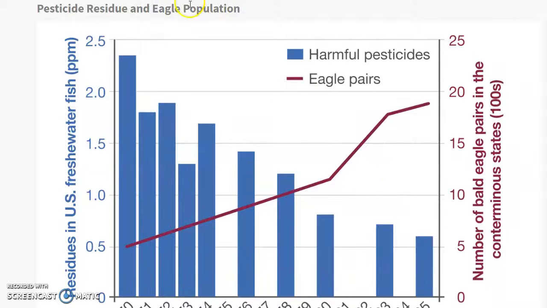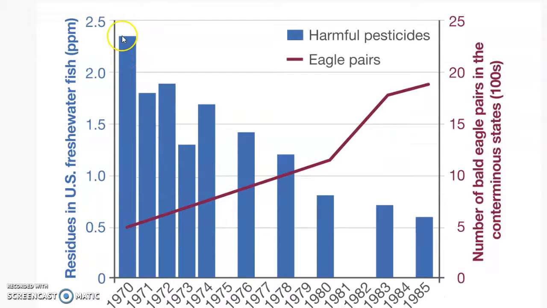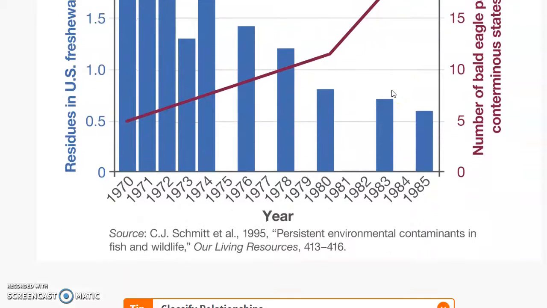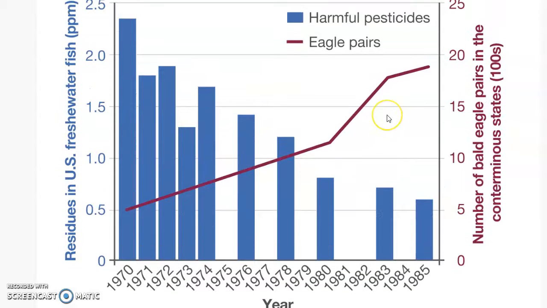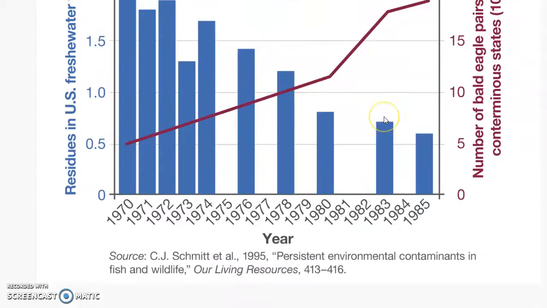So here's the pesticide residue and the eagle population. Here's all the harmful pesticides. So here we have harmful pesticides starting in the 1970s, right? So the bald eagles are down here. There are not very many. Okay. They start to get rid of the pesticides in the water, and the eagles are starting to have more pairs of eagles growing in that area again.